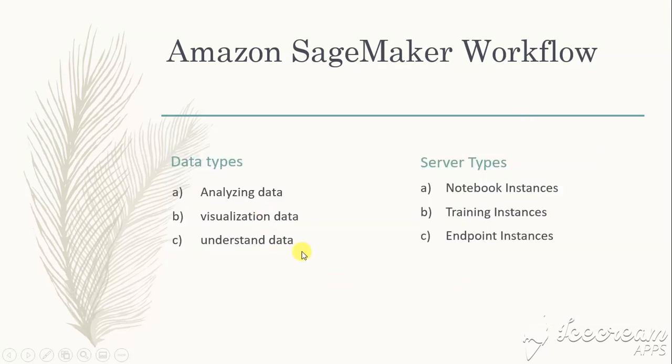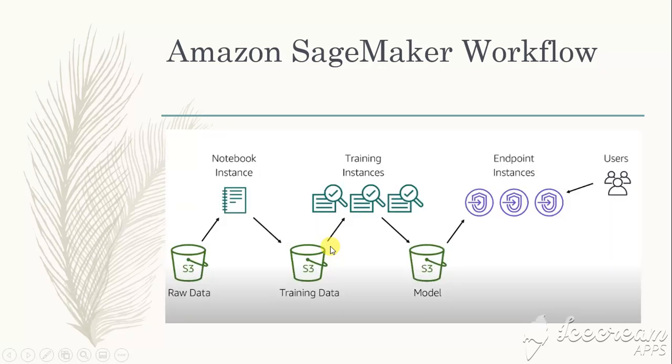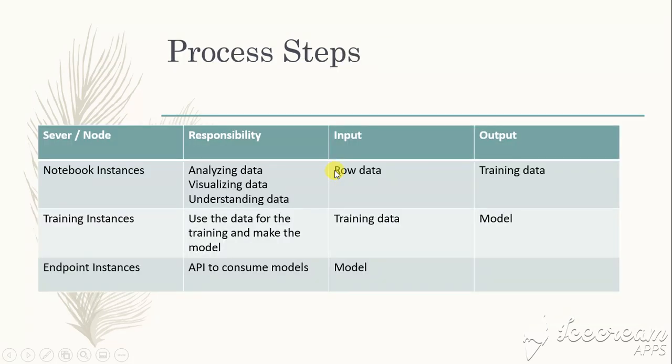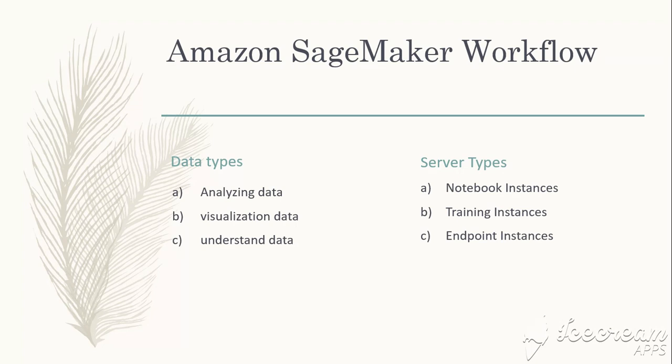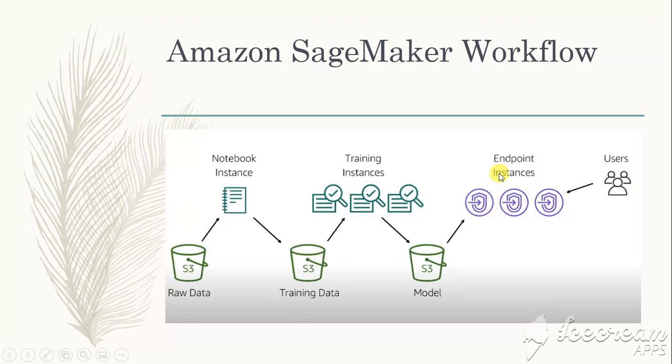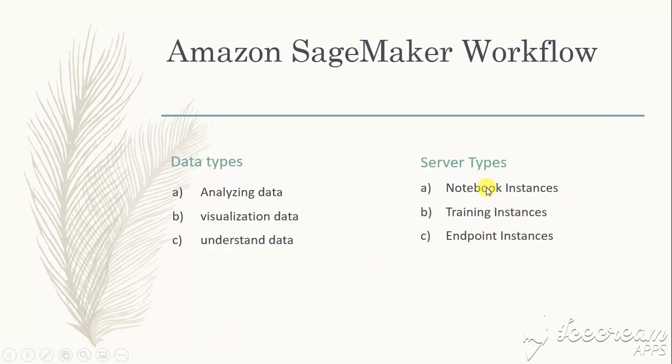Here you can see the three different stages: analyzing the data, visualizing the data, and understanding the data. The first stage is with the notebook instance, where we are analyzing the data. Then we are visualizing or analyzing the data, and then understanding the data when doing the training. By the way, those are the three types of servers: the notebook instance, the training instance, and the endpoint instance.